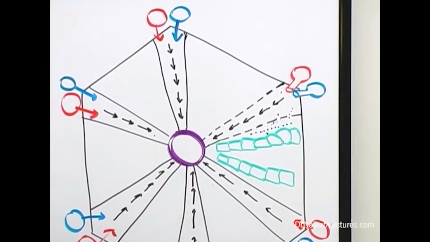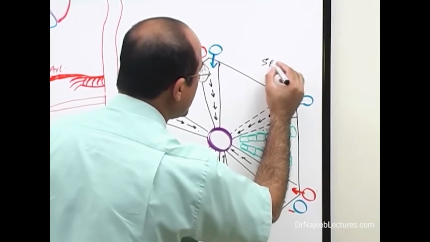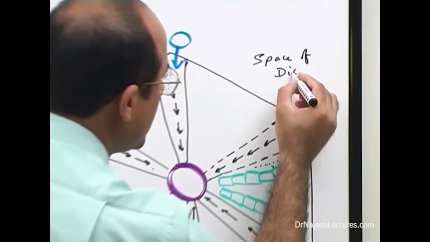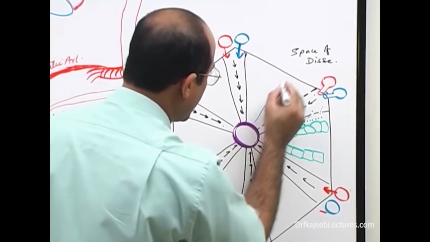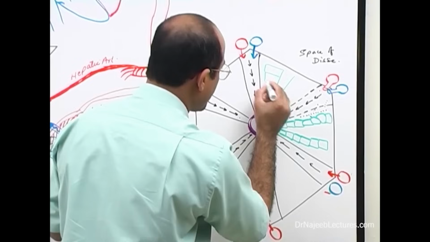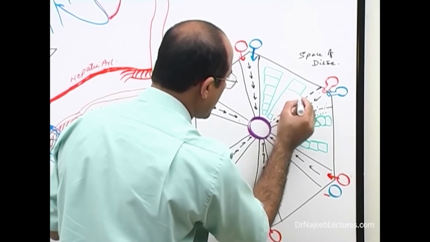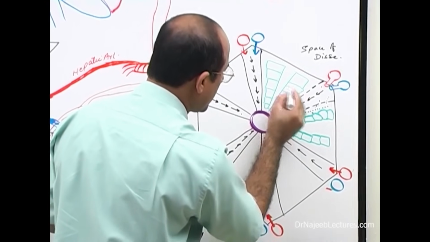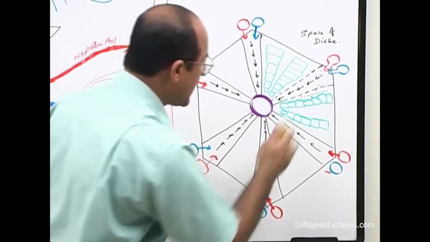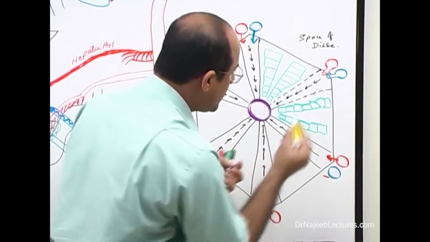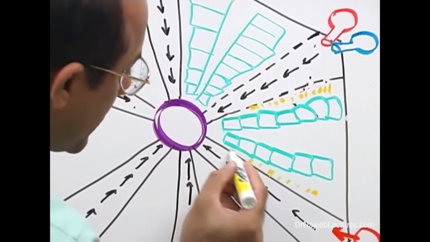is called the space of Disse. What is the name of the space? Space of Disse, right? So again, I will make two plates of hepatocytes here. Now, what we really see there, I will make it with different colors, space of Disse. This is the area which should be called the space of Disse. Here is also the space of Disse. It's a very important area.